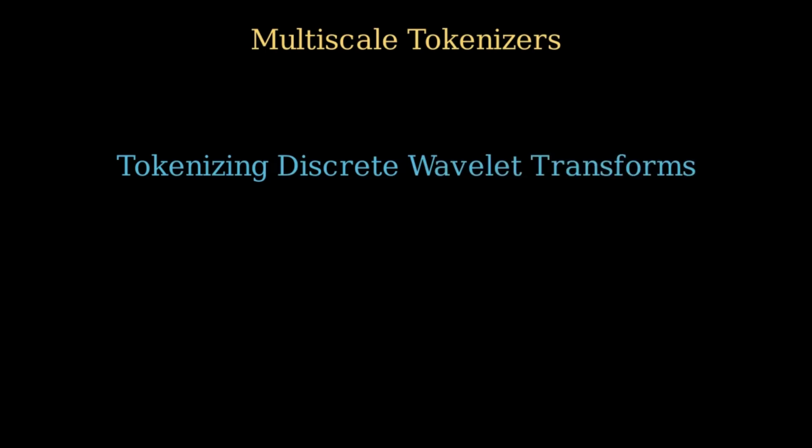To push this even further, recent works like the Spectral Image Tokenizer, or SIT, propose tokenizing discrete wavelet transforms directly. By natively capturing the image across different frequency bands, we get a mathematically elegant coarse-to-fine representation, paving the way for the ultimate generation quality.